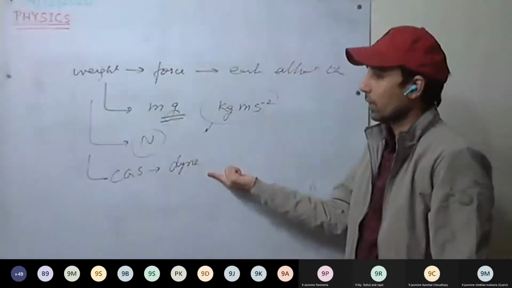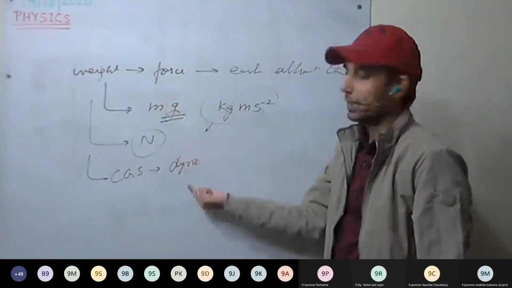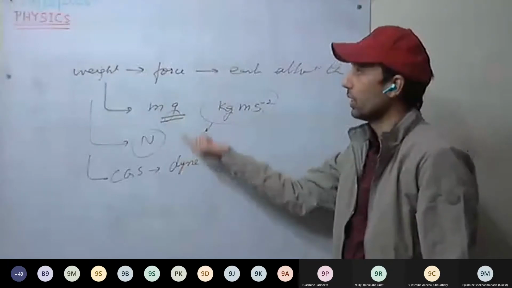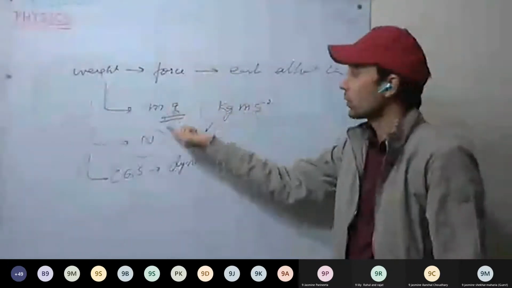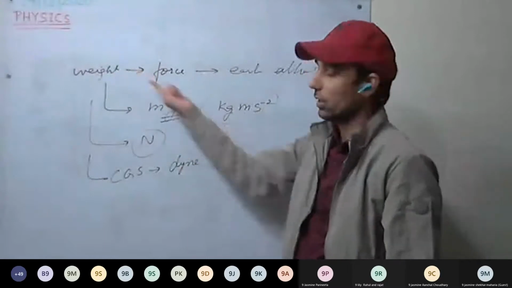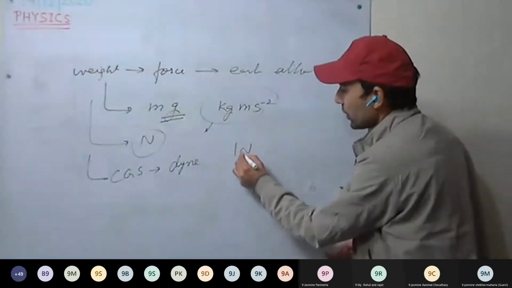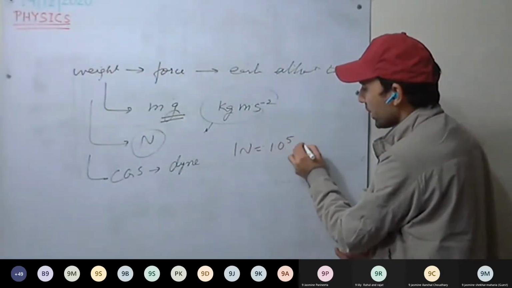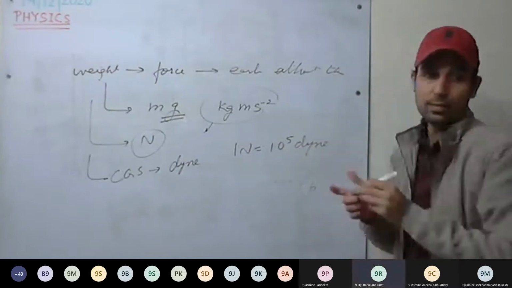Dyne. So the CGS unit of weight is dyne. That is the same as that of force, because weight is nothing but force. So units of force are the units of weight as well. And we have discussed 1 Newton equals 10⁵ dyne.